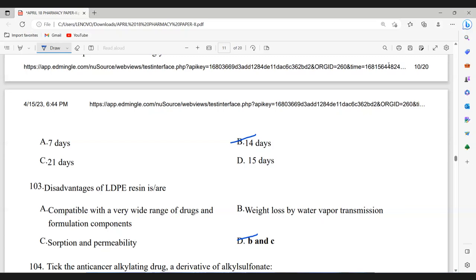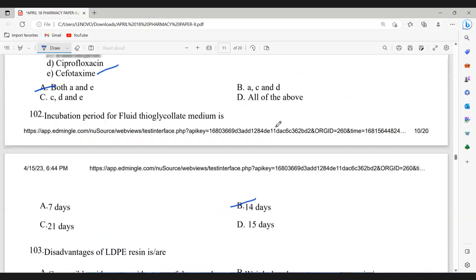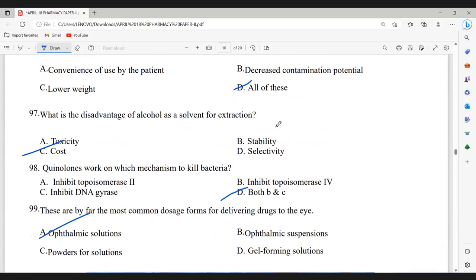Vitali Morin test is used for detection of phenolic alkaloids. For tropane alkaloids, Liebermann-Burchard test. Vanner test is for detecting caffeine. The nitrous oxide test is used for detection of primary amines. Note it down: Vitali Morin test for phenolic compounds, Vanner test for caffeine detection, and Liebermann-Burchard test for detection of tropane alkaloids.